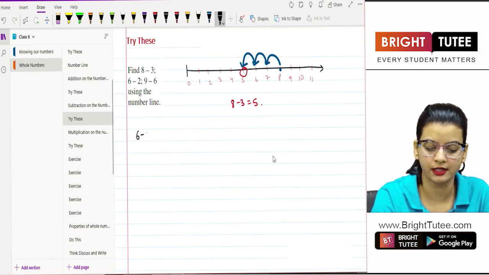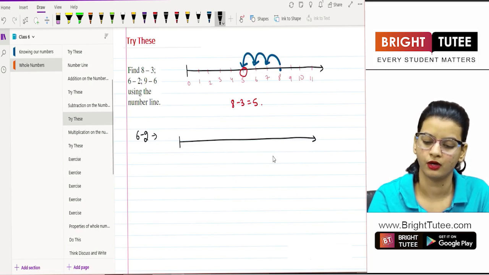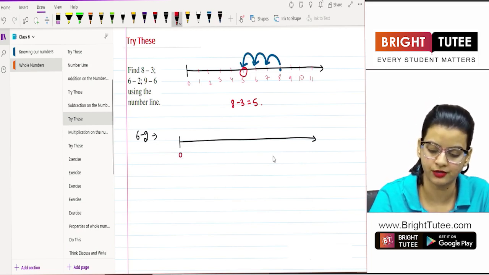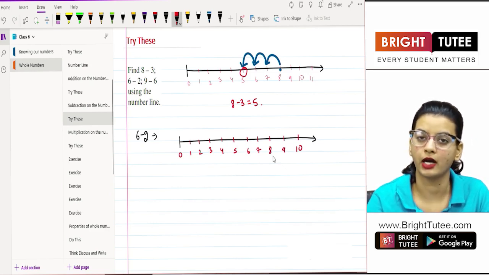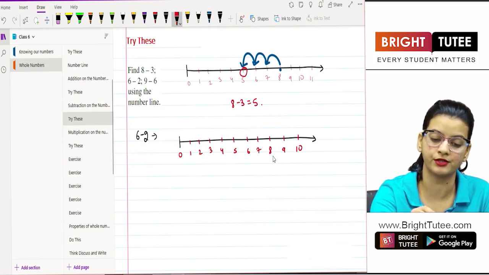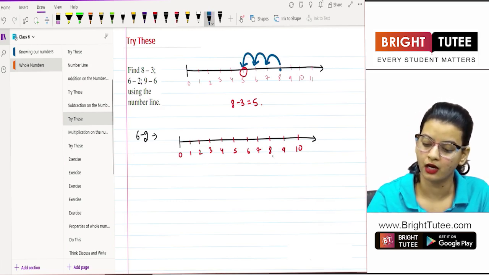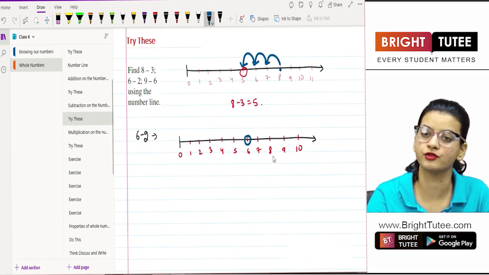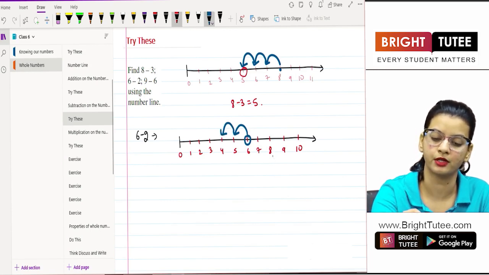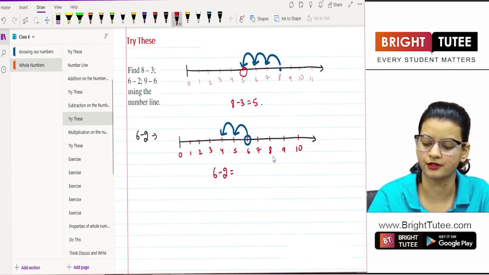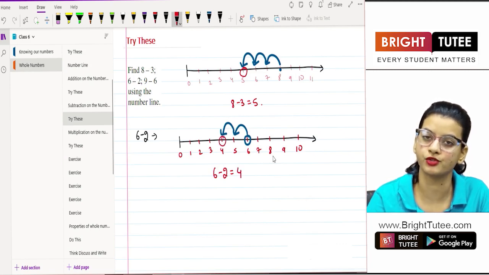Now start with the next one. Now I have to calculate 6 minus 2. Okay, so let's draw the numbers on the number line. So we have got 0, 1, 2, 3, 4, 5, 6, 7, 8, 9, 10 and so on. So here is my 6. Now I have to make 2 jumps towards the left. So this is my first jump and this is my second jump. So I've got 6 minus 2 equal to 4 because I've reached 4. So my answer is 4.